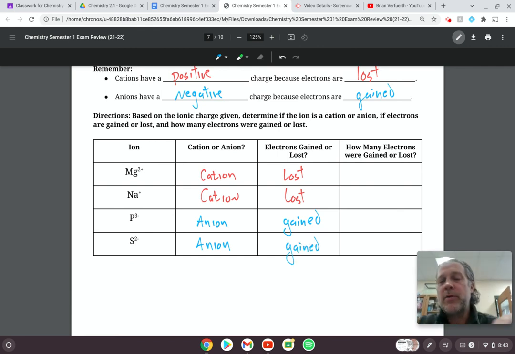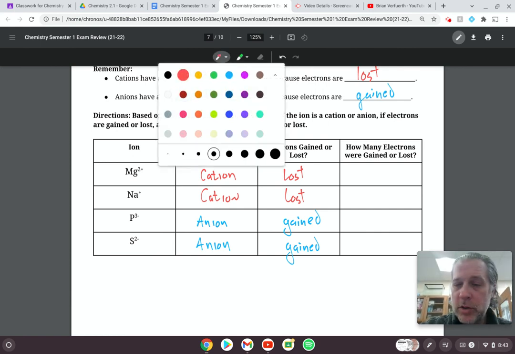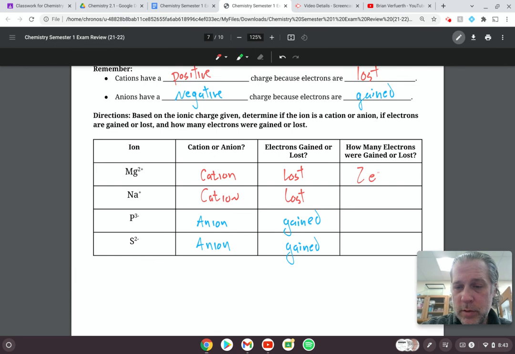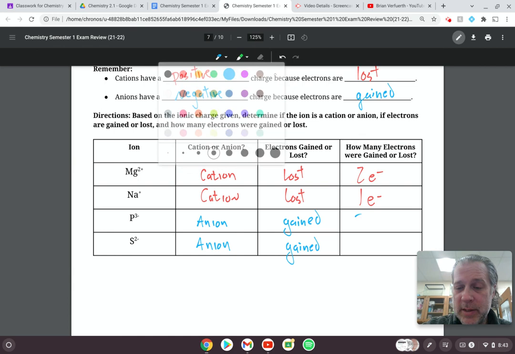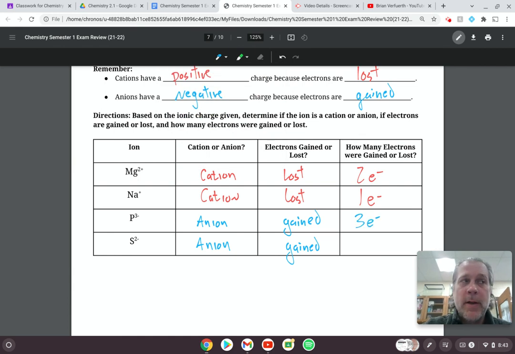Now, how we determine the number of electrons that were gained or lost is the number that is present in the superscript. So Mg plus 2 tells me that we have lost 2 electrons. Na plus 1 tells me we have lost 1 electron. P minus 3 tells me that atom has gained 3 electrons. And S minus 2 tells me that atom has gained 2 electrons.